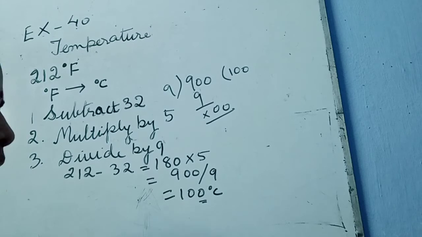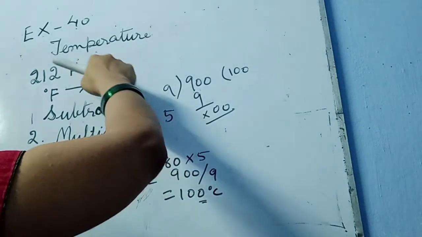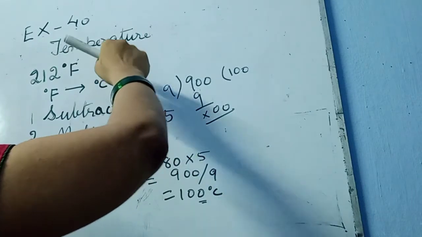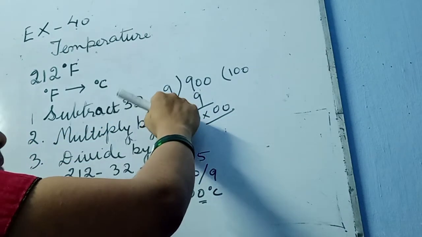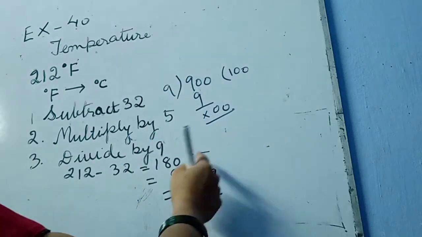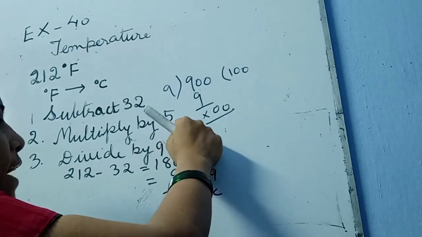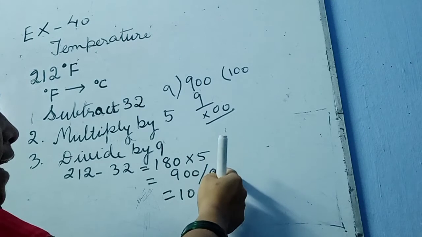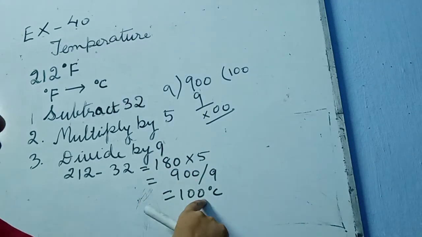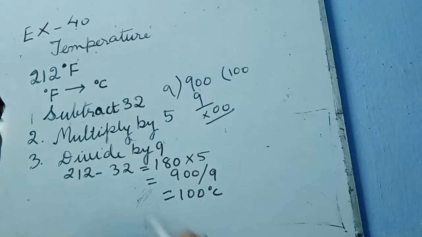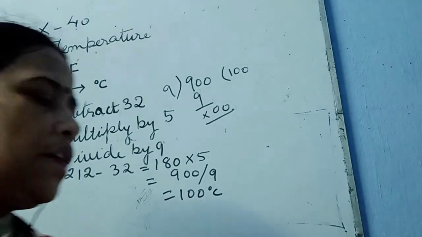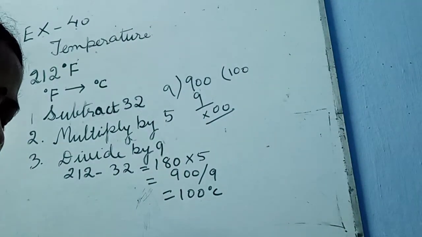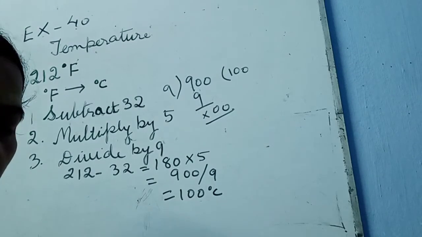So that is the boiling point of water, and this is the way we are going to convert degree Fahrenheit into degree Celsius. First we will subtract 32 from the given Fahrenheit, then we are going to multiply it by 5, and then we will divide that product by 9. Then we will get the answer. Now one more example we will see.